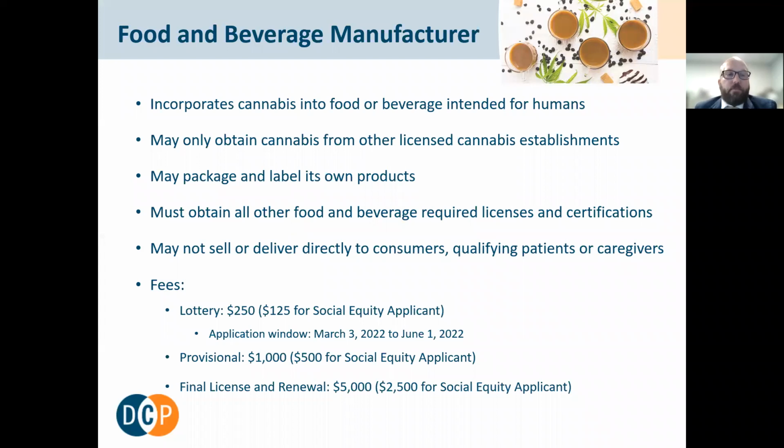So processing. Food and beverage manufacturers incorporate cannabis into food or beverages intended for humans. They may only contain cannabis from other licensed cannabis establishments in Connecticut. They may package and label on their own. They must obtain all other food and beverage required licenses and certifications. They may not sell or deliver directly to consumers, qualifying patients or caregivers. The fees are prescribed below. Of note, the application window is from March 3rd to June 1st.